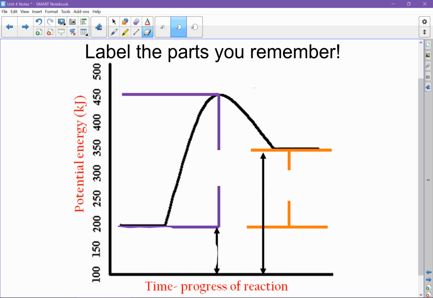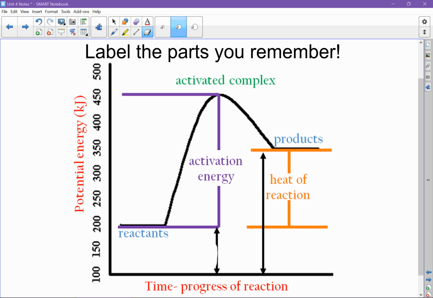So if you remember, the beginning over here, we've got the reactants and at the end the products. The middle of the reaction, where it's kind of halfway, is called the activated complex. Then we can measure the height of this hill. From the reactants up to the activated complex is called the activation energy. And if we measure between the reactants and the products and kind of ignore that hill, that is called the heat of reaction.